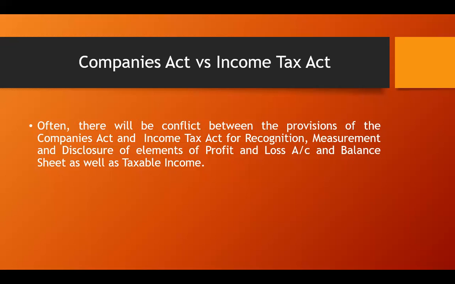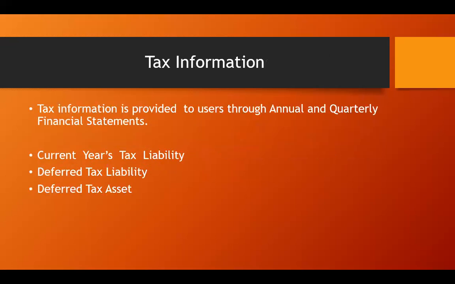incomes under the Companies Act and under the Income Tax Act. Why is there a conflict? This question would often arise among commerce teachers. Tax information is provided to users through the annual and quarterly financial statements, which means you have the current year's tax liability on the debit side of the profit and loss account, deferred tax liability, and deferred tax asset. This information is disclosed in the profit and loss account of the company.